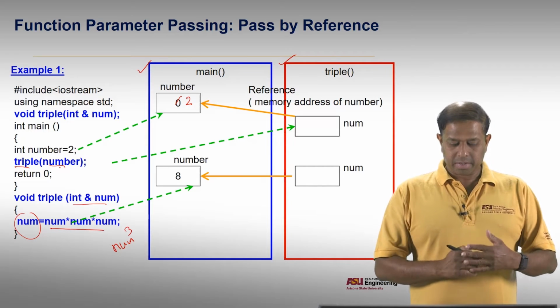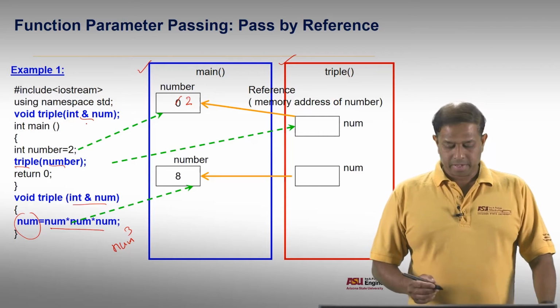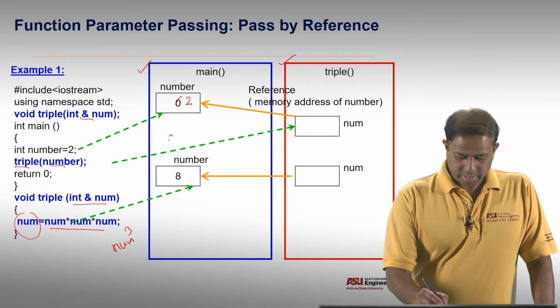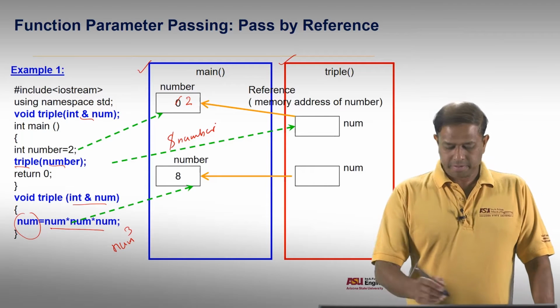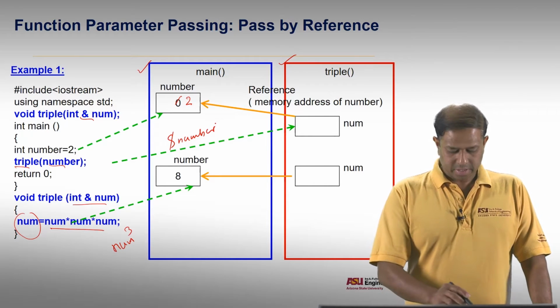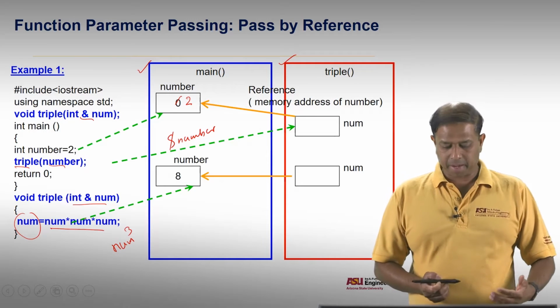Since the parameter that the triple function is taking is a reference parameter, what we are passing is the memory address of number, not the value stored in number, right? Therefore, inside the function, we are taking that reference into the num parameter.